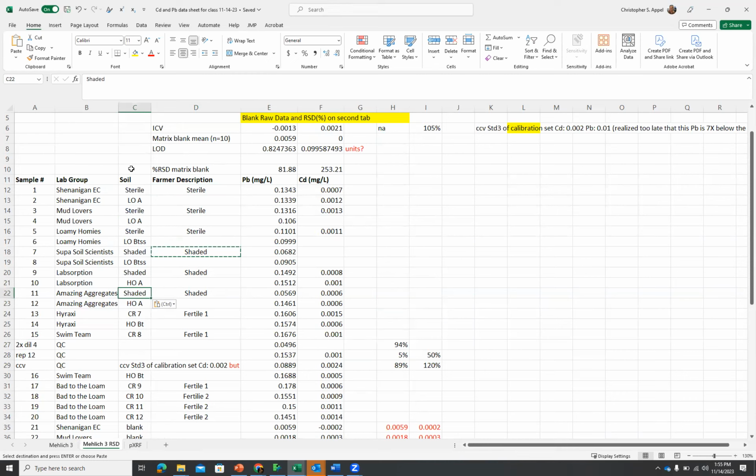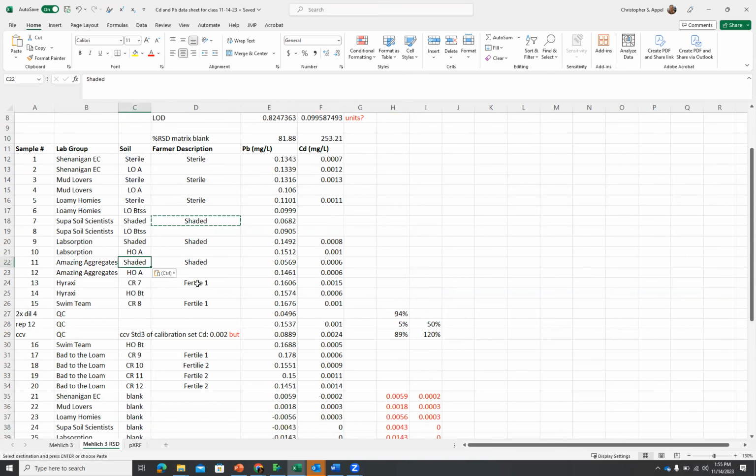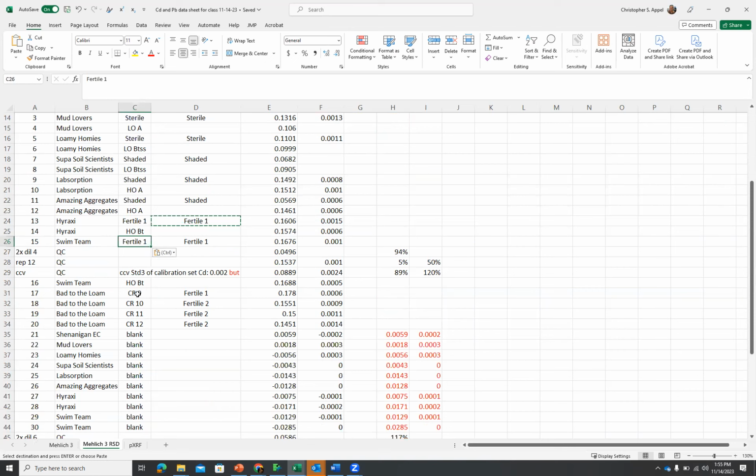The reason why is because I'm going to take this column right here and have that be my label. So when JMP recognizes that, it's going to recognize this as my label. Makes sense. And then Fertile 1. Fertile 1. Fertile 2.